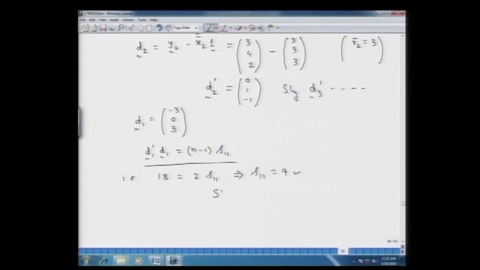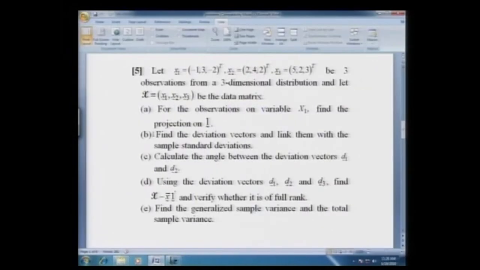Similarly, one can obtain S22 and S33 using the deviation vectors. For S22, we will be using the deviation vector D2, and for the S33 element, we would be using the D3 deviation vector, right. So, this is not the transpose, this is just the vector itself. So, that completes the second part of this problem.